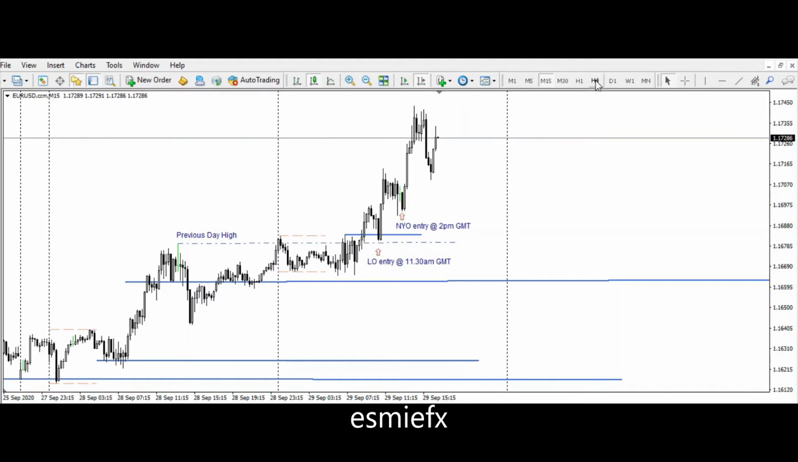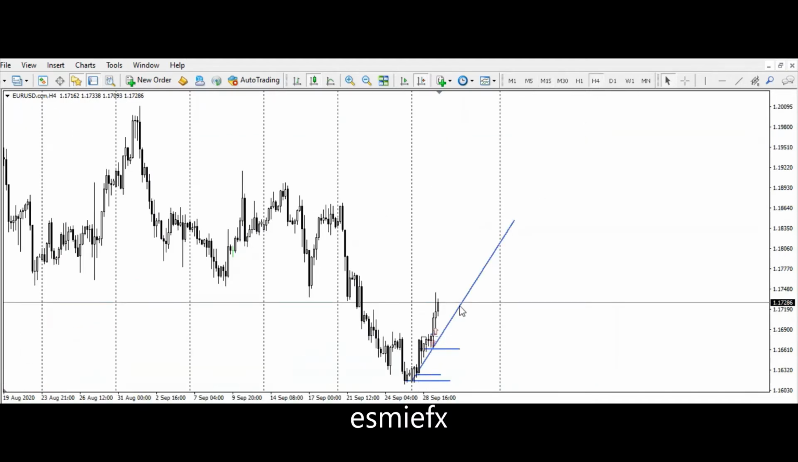Now going back to 4 hour. So I've drawn a trend line here. So until this breaks, it is still a buy.